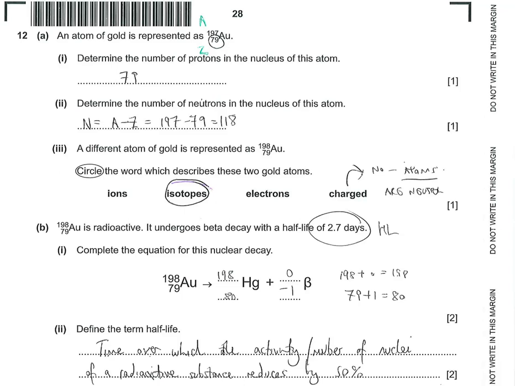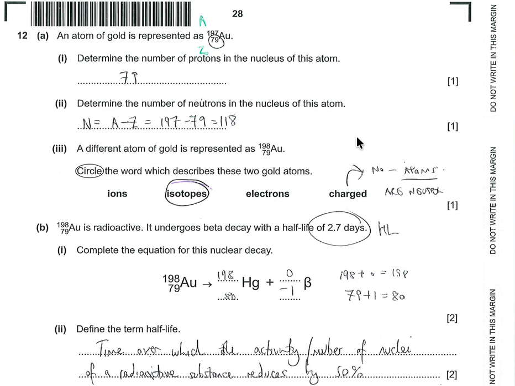Okay, so this is going to be an atomic or nuclear physics question. We're told about an atom of gold, which is represented as 197 79 Au. We're then asked to determine the number of protons in the nucleus and the number of neutrons. Now, this word determine is a little bit cheeky here. Determine usually means do something, work out, right?